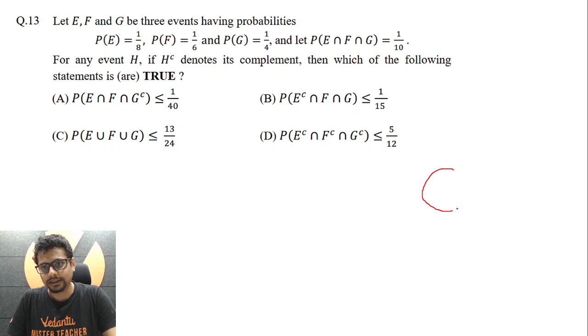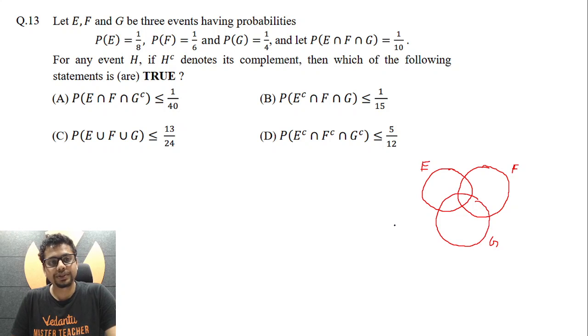So here, let's say this represents event E, or favorable outcomes related to event E. This represents event F, and this represents event G. Coming to the first option, probability of E intersection F intersection not G. So E intersection F is essentially this. E intersection F intersection G should not be occurring. So this is the part that we are looking for.